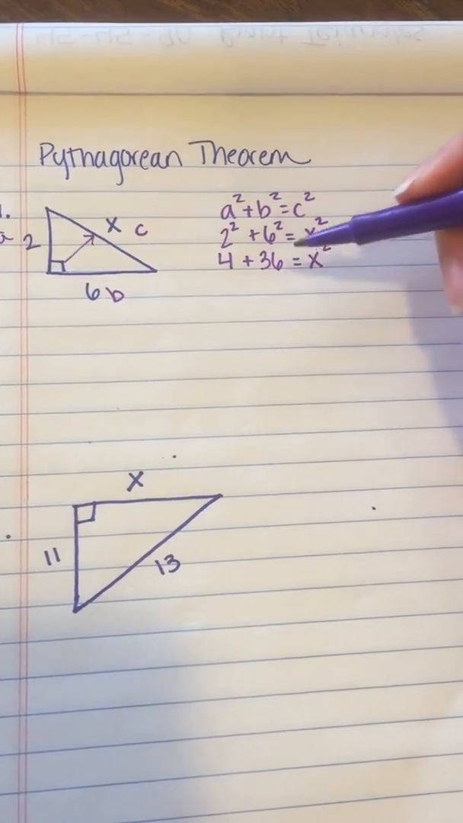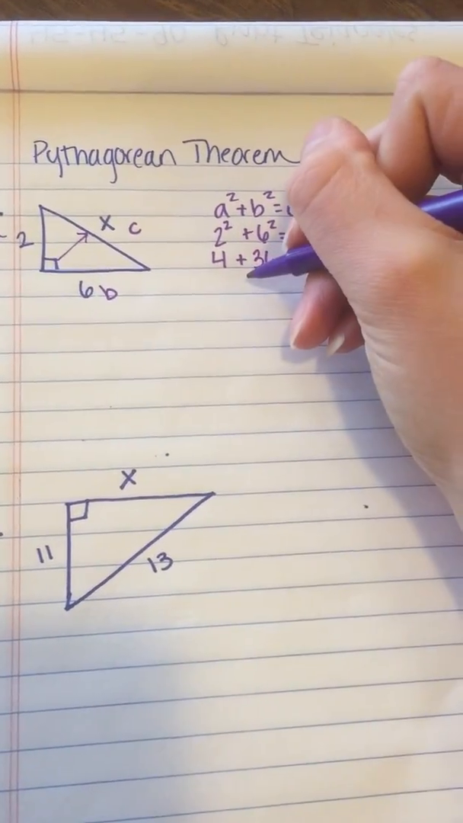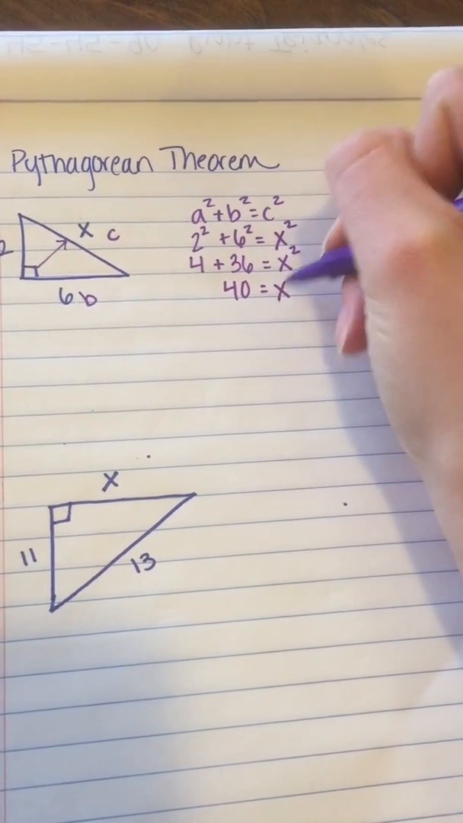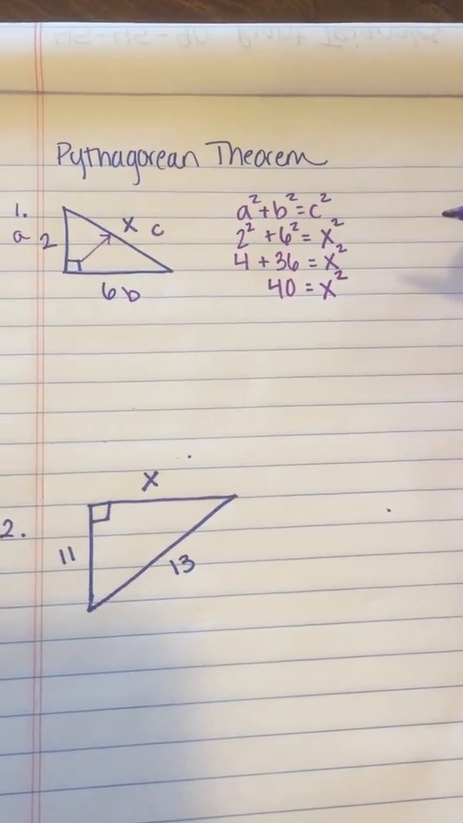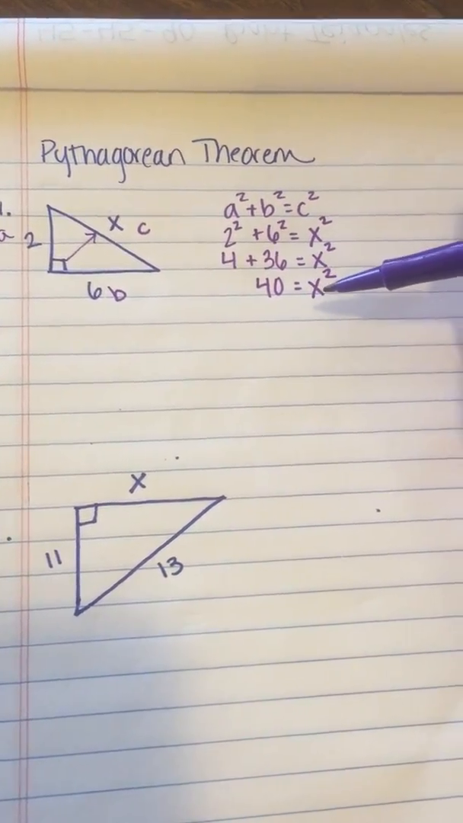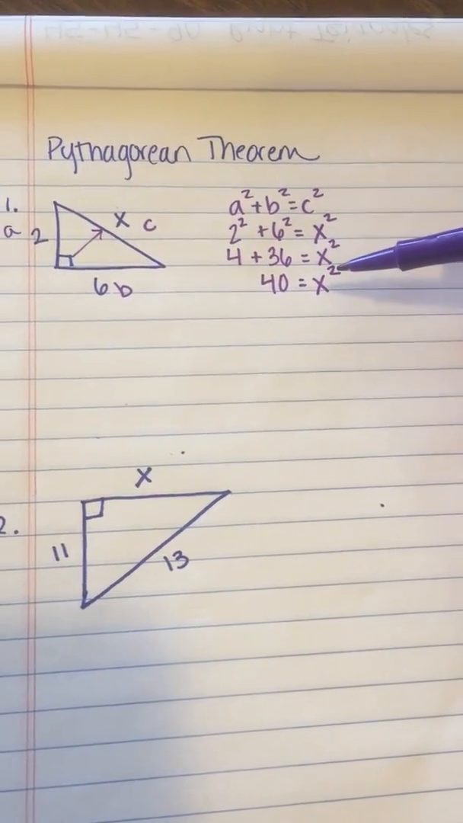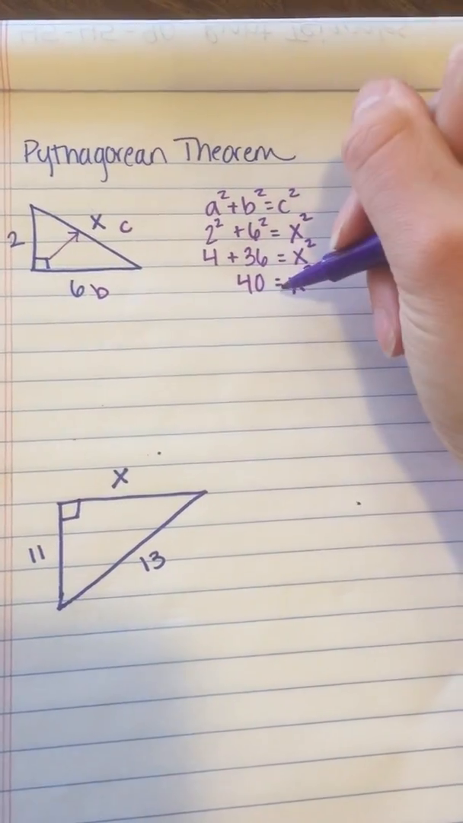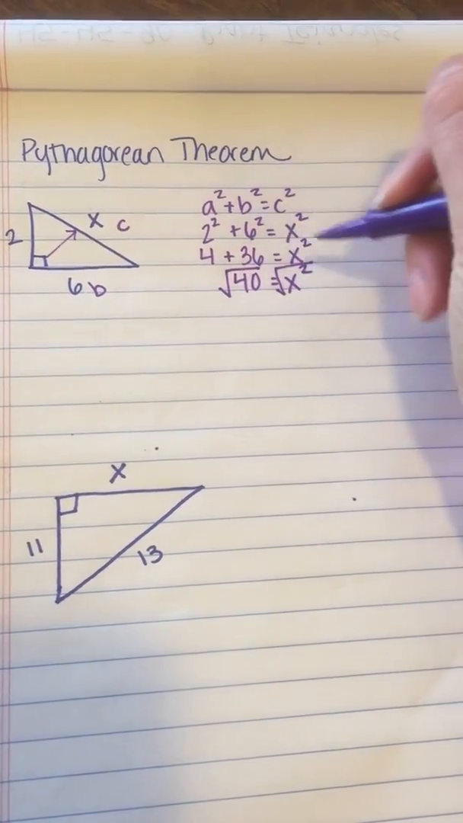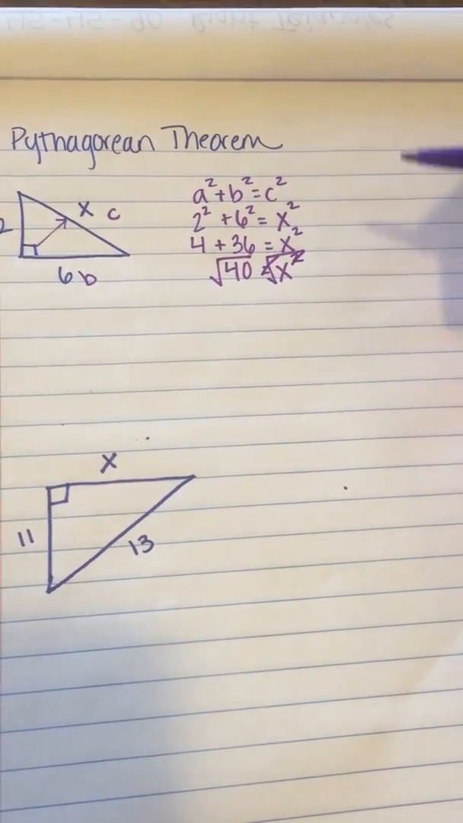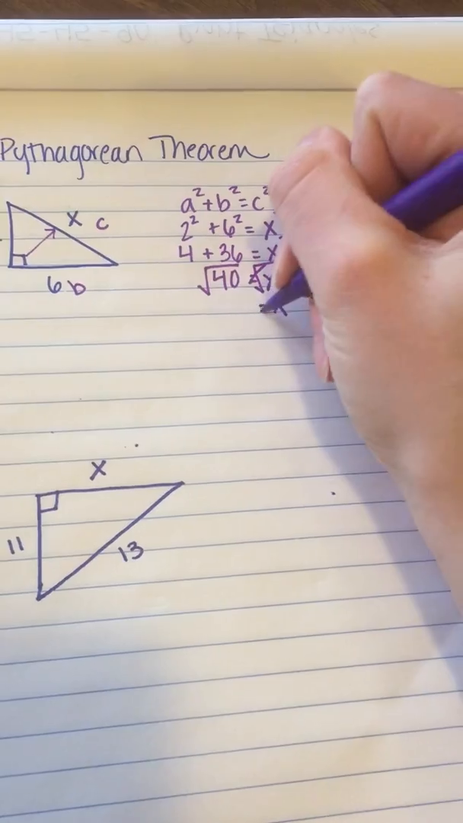From here, we need to clean up the left-hand side. 4 plus 36 is 40. And from here, we have one more step. All right, we are not done because I don't want to solve for x squared. I just want x. So in order to undo this exponent, we need to take the square root of both sides. By doing that, I'm just left with x.